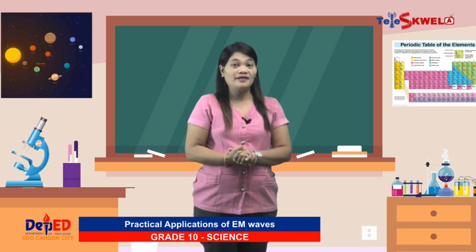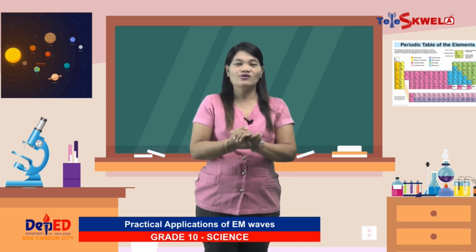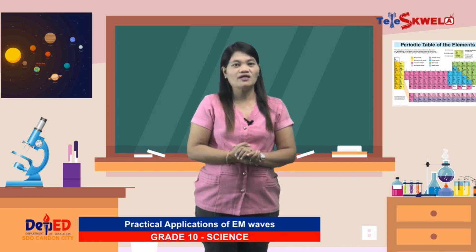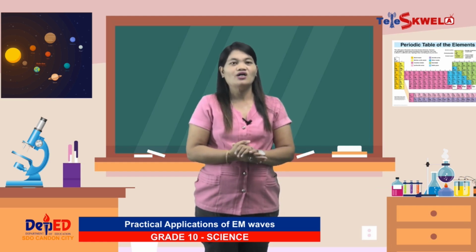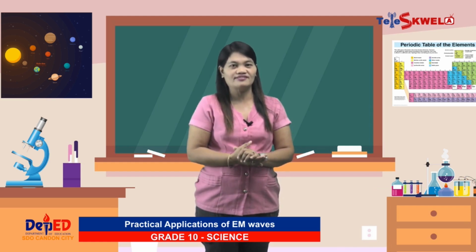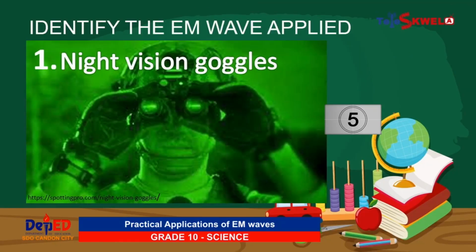Lesson for today, please bring out your notebook and pen. You are going to identify which electromagnetic wave is used in each of the pictures that I will be presenting. You will be given 5 seconds to answer. Number 1 image is a night vision goggle. What kind of electromagnetic wave does night vision goggle use? The correct answer is infrared.